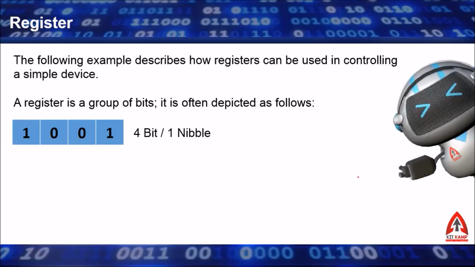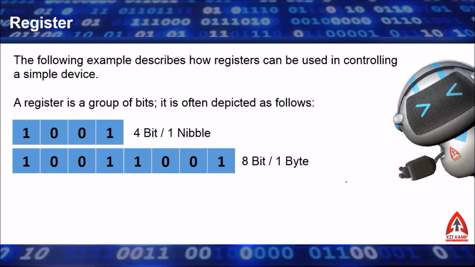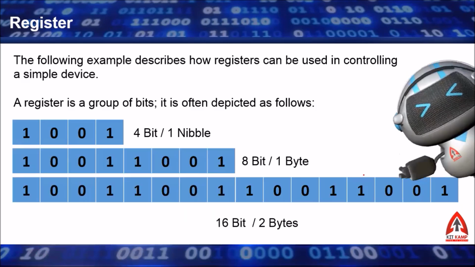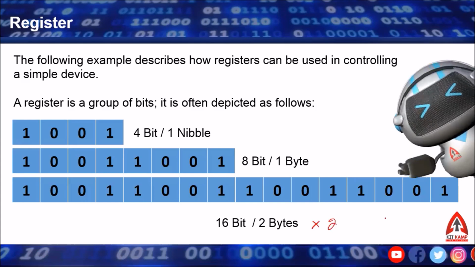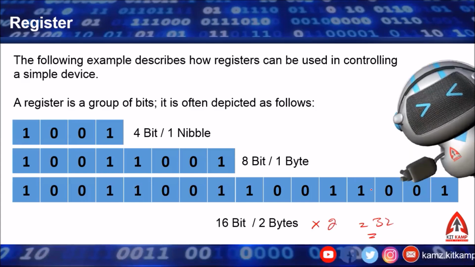Now, a register can be 4-bit, or we can say 1 nibble. It can be 8-bit, 1 byte. It can be 16-bit, 2 bytes, and it can be a multiple of the previous one. So it can be 32 and 64, according to the required instruction of that device.